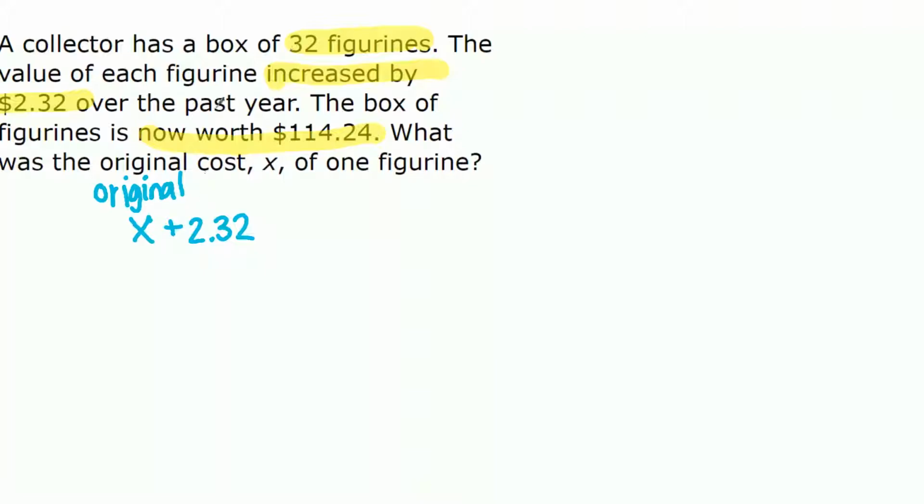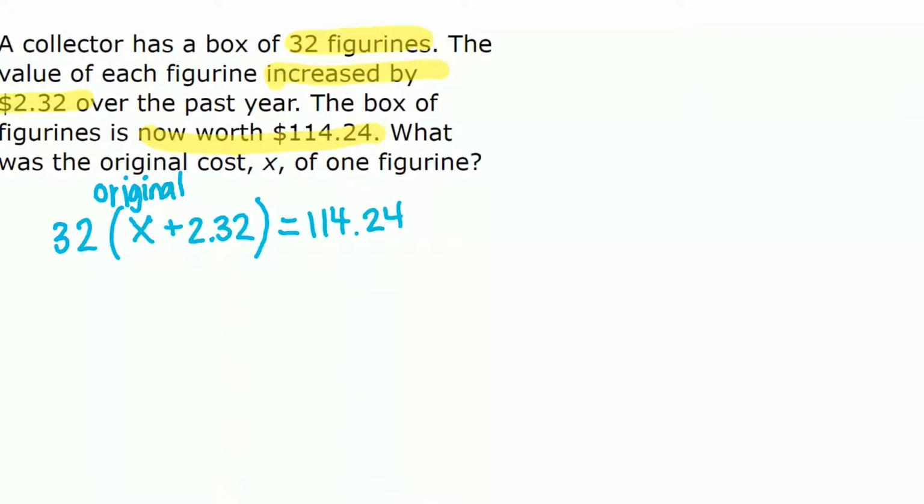So this right here, this x plus 232, is our current cost of one figurine, but because there's 32 of them, we need to take that and multiply the cost of one figurine by the 32 figurines that we have. And now that whole box of 32 figurines is 114.24.